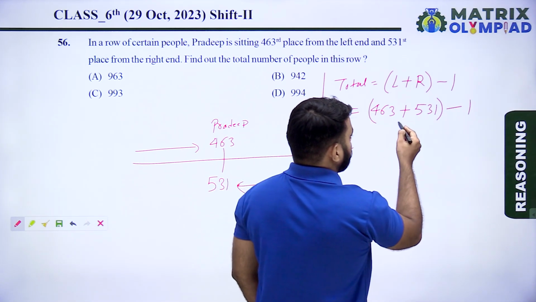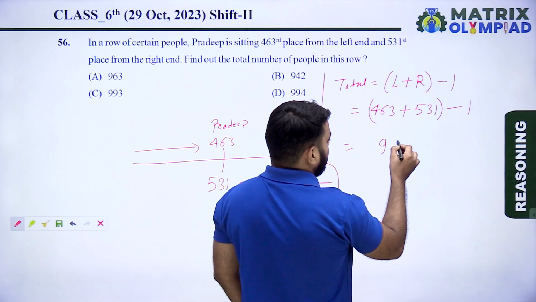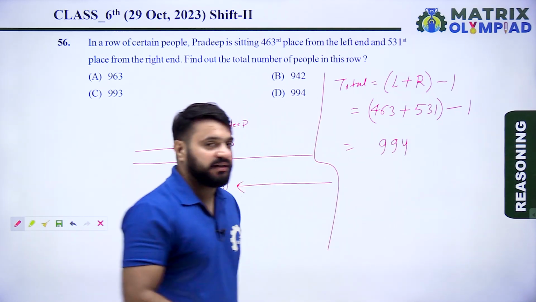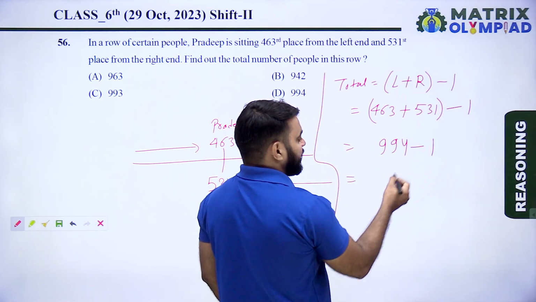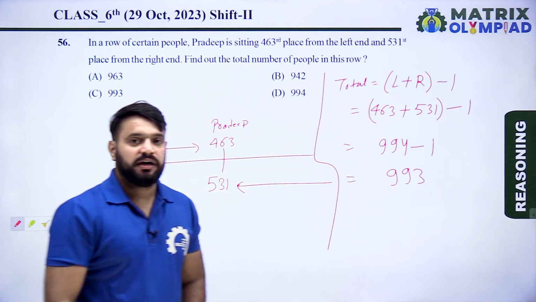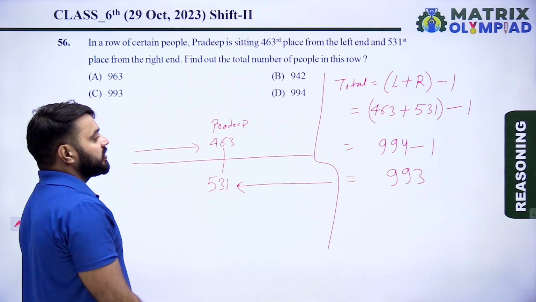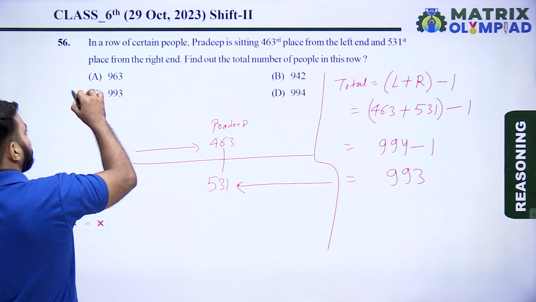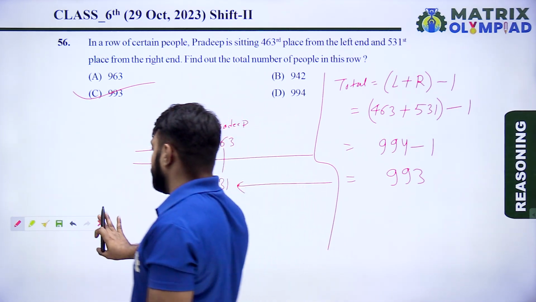So 463 plus 531 is equal to 994 minus 1. So 994 minus 1 means 993. So there are 993 people in this row. So it means option C is the correct answer of this question. So let's move on to the next question.